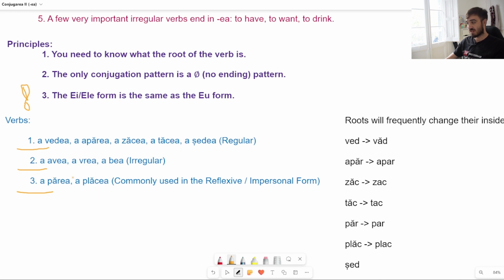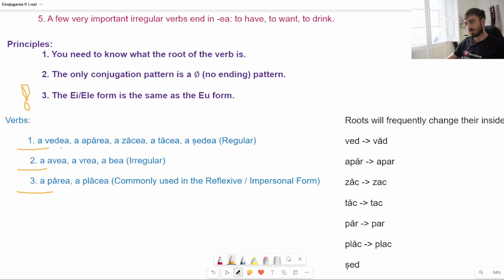I don't know what that shape is. I got carried away, but there are a couple of very common verbs like to seem and to like that you don't use them as you might think in Romanian.